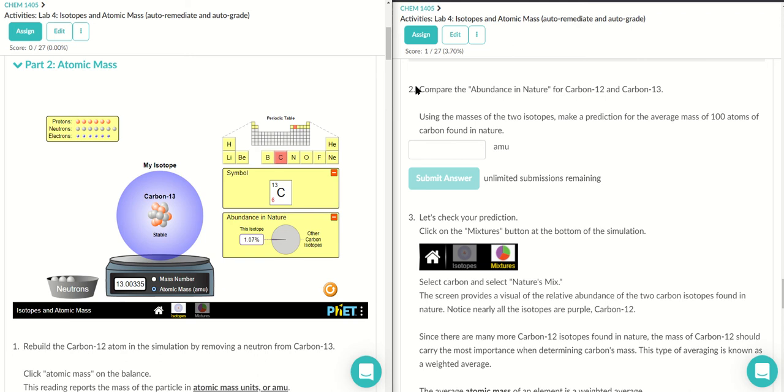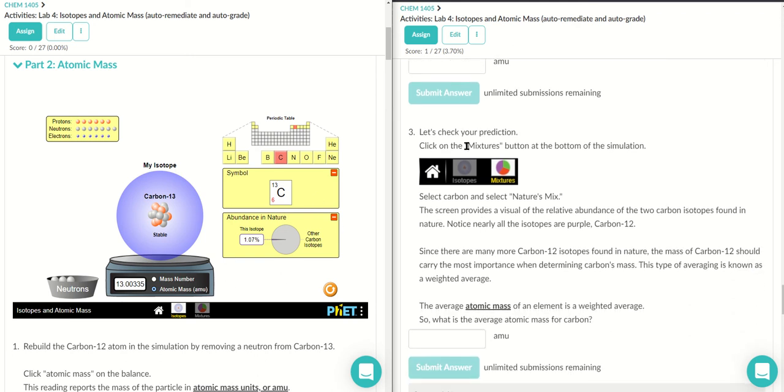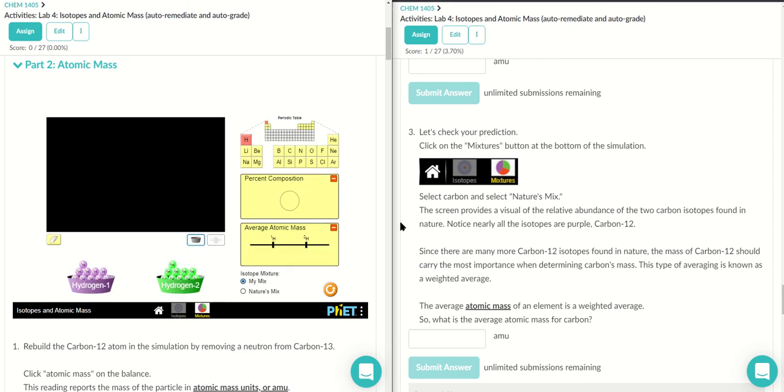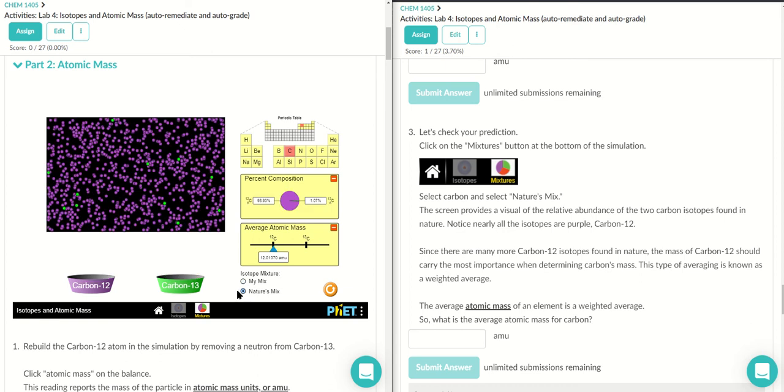Now, switching gears in part 2, you actually open up your mixtures right here. Select carbon and select nature's mix. The screen provides a visual of the relative abundance. You can see there's a lot of purples, which are your carbon-12s, and then there's a little bit of green sprinkled in for your carbon-13s. This is giving you a visual representation of how abundant carbon-12 is compared to carbon-13. Carbon-13 just doesn't like to exist as much as carbon-12.